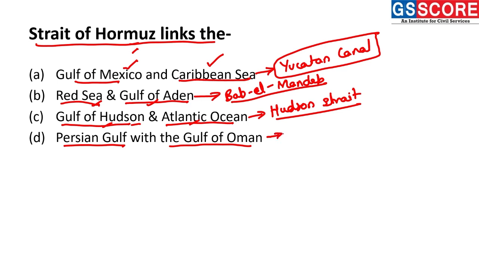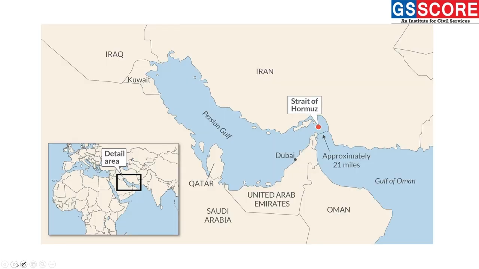Fourth option we can see, it is the Strait of Hormuz, which is linking the Persian Gulf and Gulf of Oman. Now, looking at the map, the location of the Strait of Hormuz can be located between the Persian Gulf and the Gulf of Oman.